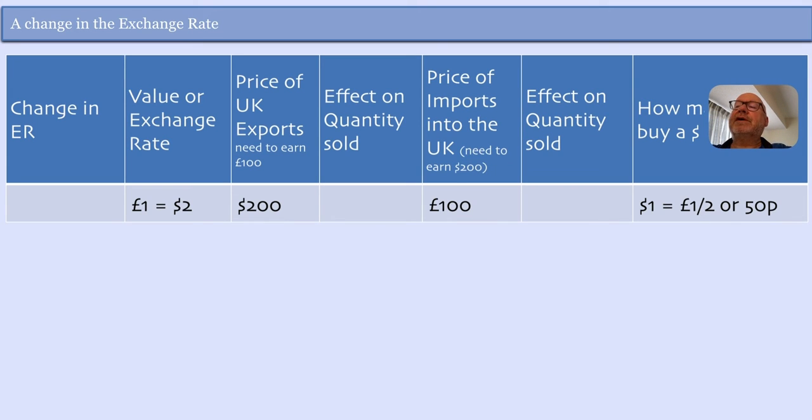Price of imports, let's say the importer needs to earn themselves $200 for their goods. They would be selling in my country at £100. So if £1 is $2, then how many pounds is $1? $1 is half a pound, 50p. So we'll look now at what happens if there's a fall in the exchange rate.